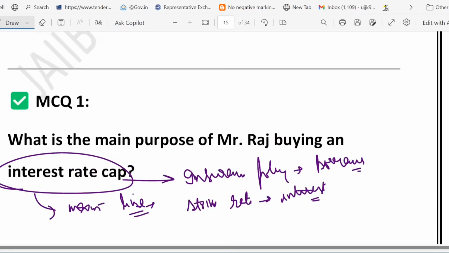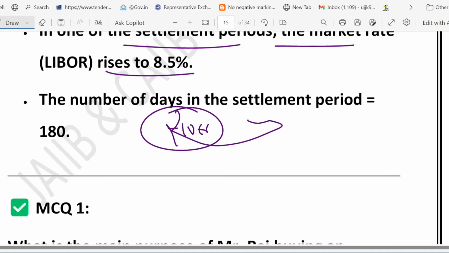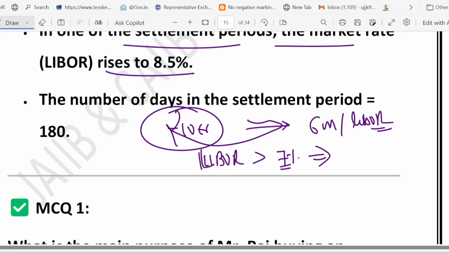In this case, as you can see, Mr. Raj has a 10 crore loan. It is linked to 6-month LIBOR. And suppose LIBOR rises above 7%, then the cap kicks in.